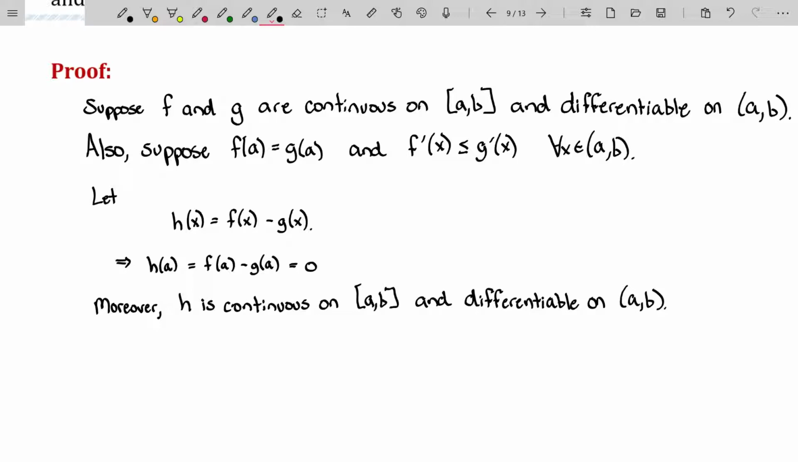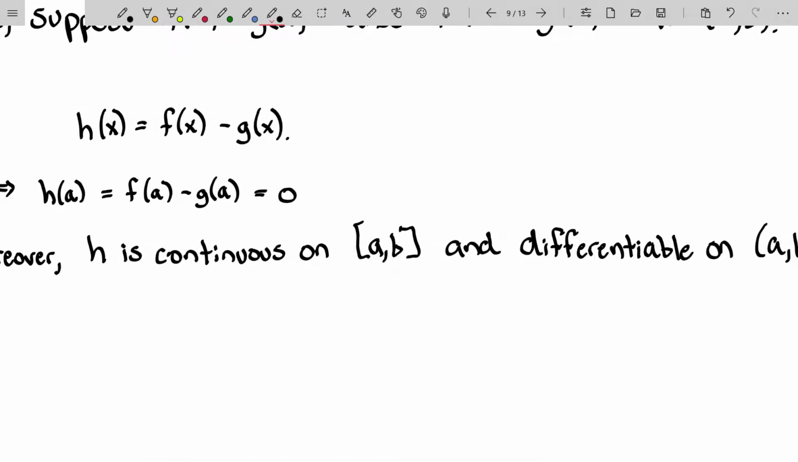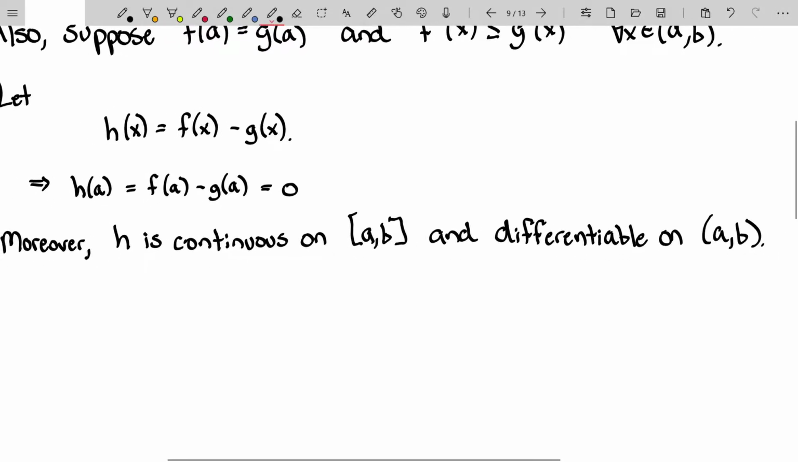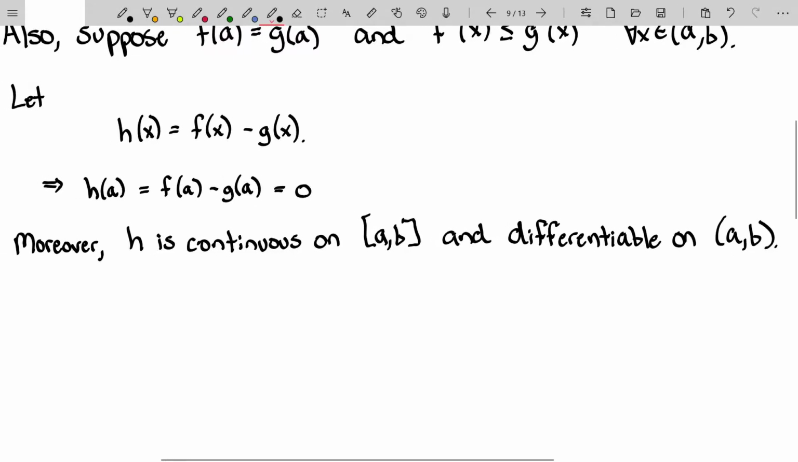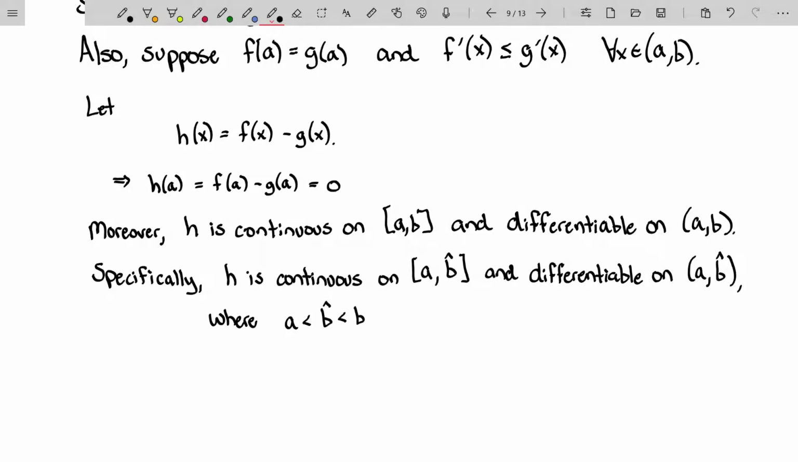However, I'm going to use the mean value theorem in a slightly different way. I hope you'll agree with me that if h is continuous on the closed interval from a to b, and differentiable on the open interval from a to b, then it's continuous and differentiable on any sub-interval. That is, h is continuous on the closed interval a to some number b hat, and differentiable on the open interval a to that same number b hat, where b hat is between a and b.